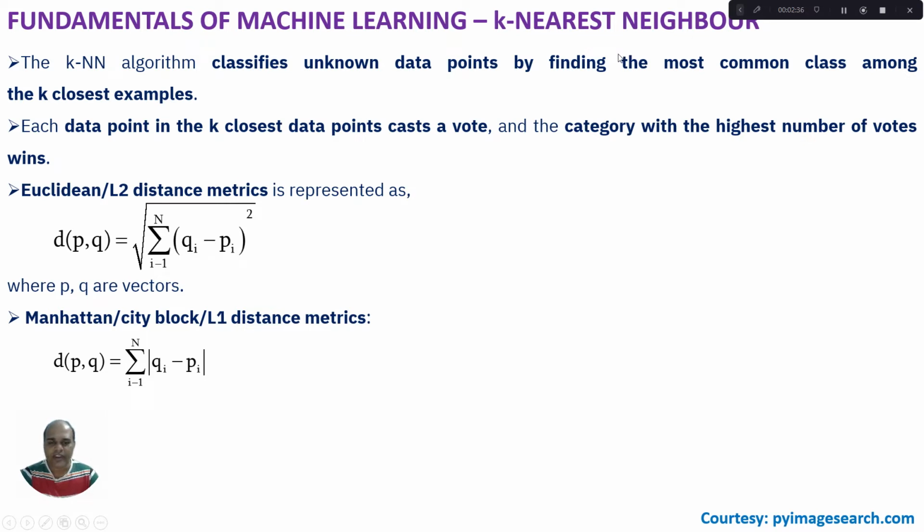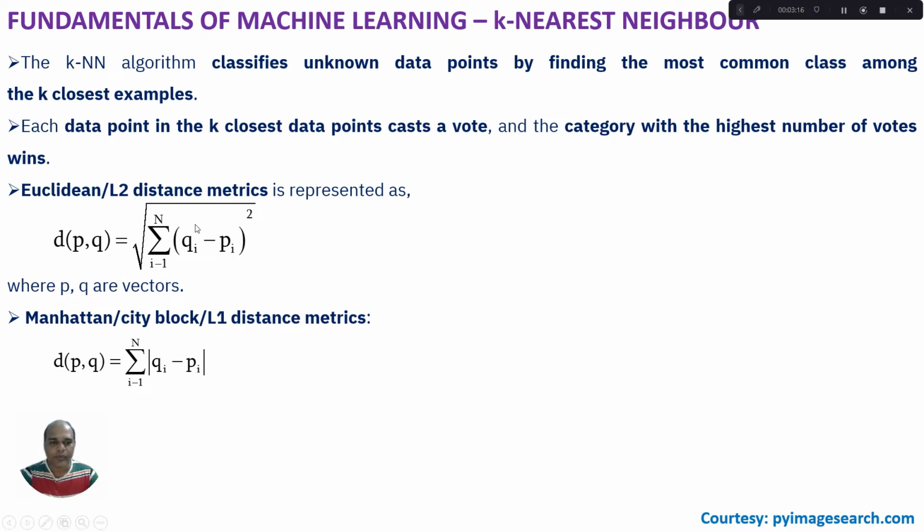In order to find the closest match or similarity, we use either a Euclidean distance metric or a Manhattan distance metric. The Euclidean distance metric is also called the L2 distance metric. The Manhattan distance metric is also called the city block or L1 distance metric. Here we try to find the distance between two vectors. If the distance between the two vectors is small, the two data points are similar in nature. If the distance is large, the two data points are dissimilar in nature.